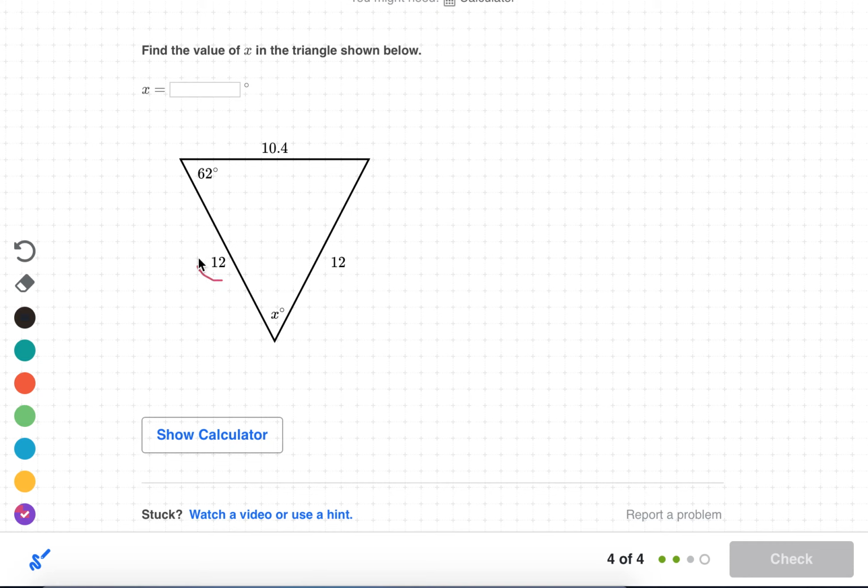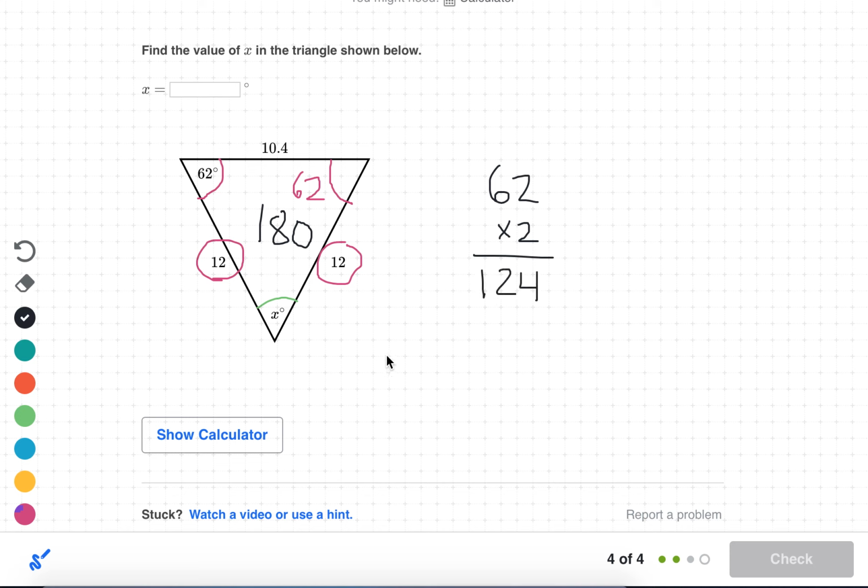Problem 4. Circle the congruent sides, mark the congruent angles. We're trying to find angle x. The three angles in a triangle always add to 180. We know that two of the angles are 62, so 62 plus 62, or 62 times 2, is 124. X must be 180 minus 124, and that's 56 degrees.